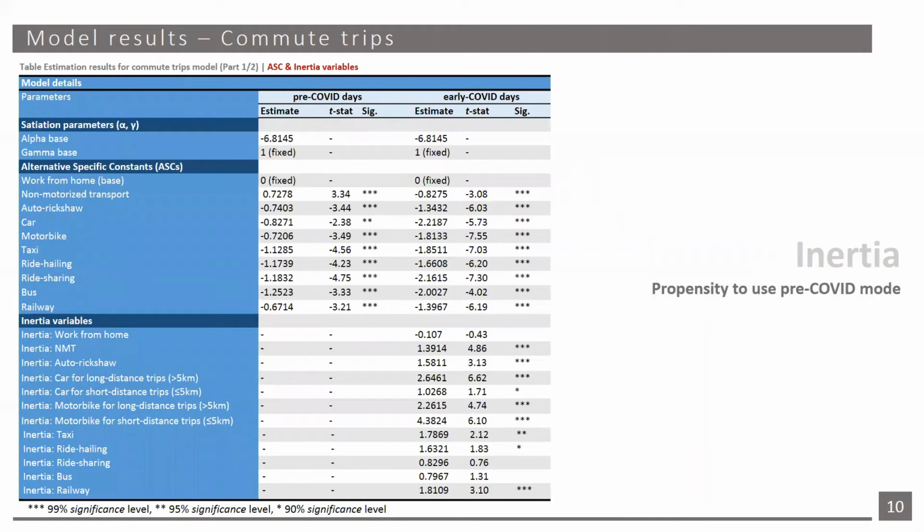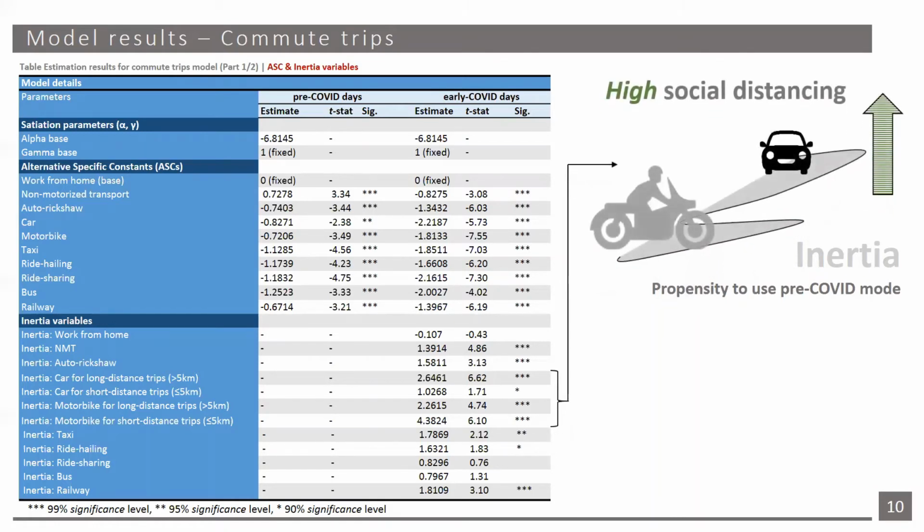Now I'll be discussing the results separately for commute trips and discretion trips. Let's begin with the commute trip results. I'll be mainly highlighting the key findings of this estimation. What we observe is that for higher social distancing modes like car and motorbike, which are personal vehicles, you have higher inertia, which is quite expected because here you can travel on your own or with known persons like your family members, so there is very less risk of contracting COVID.